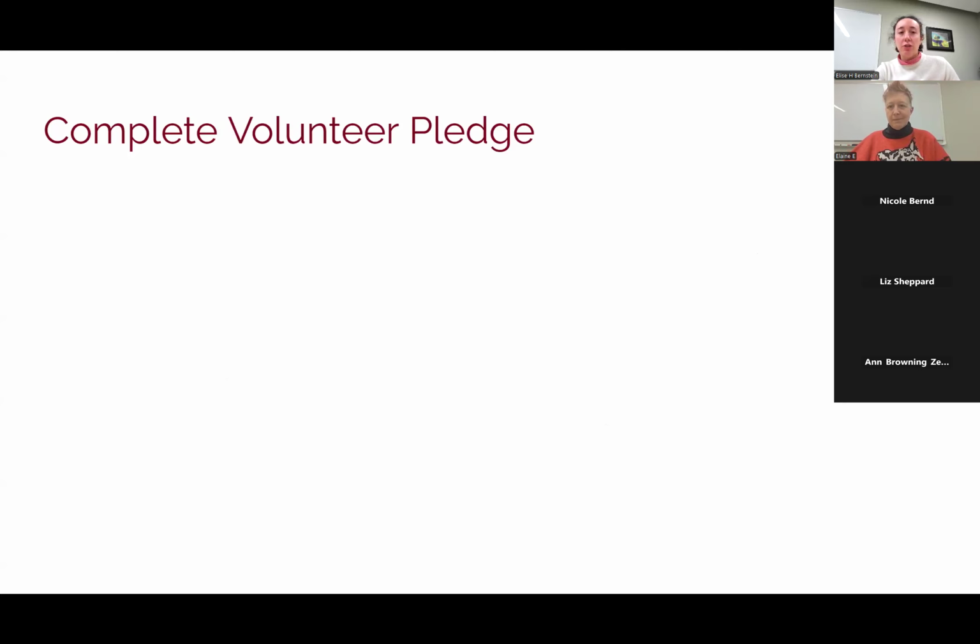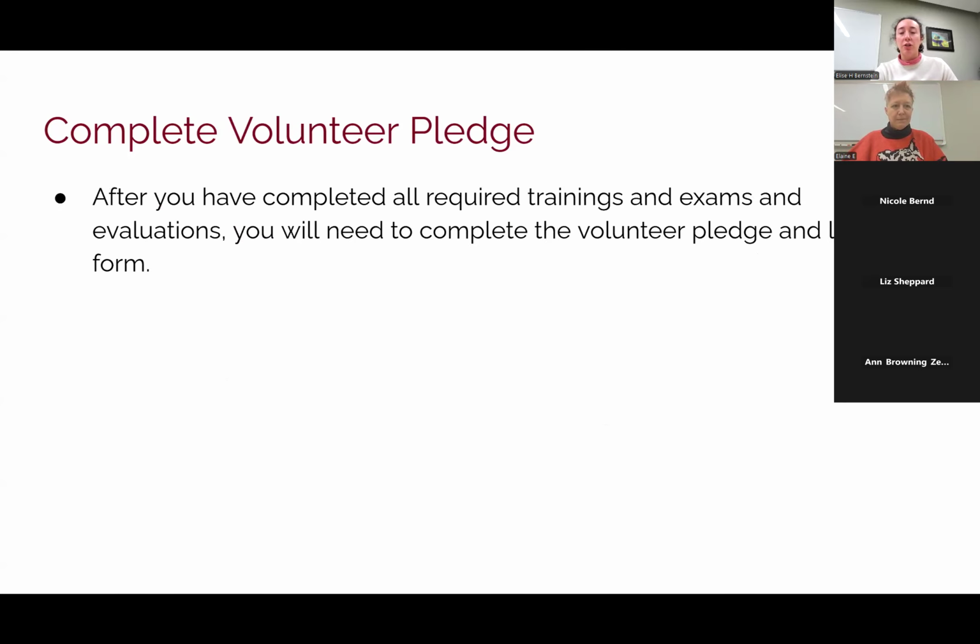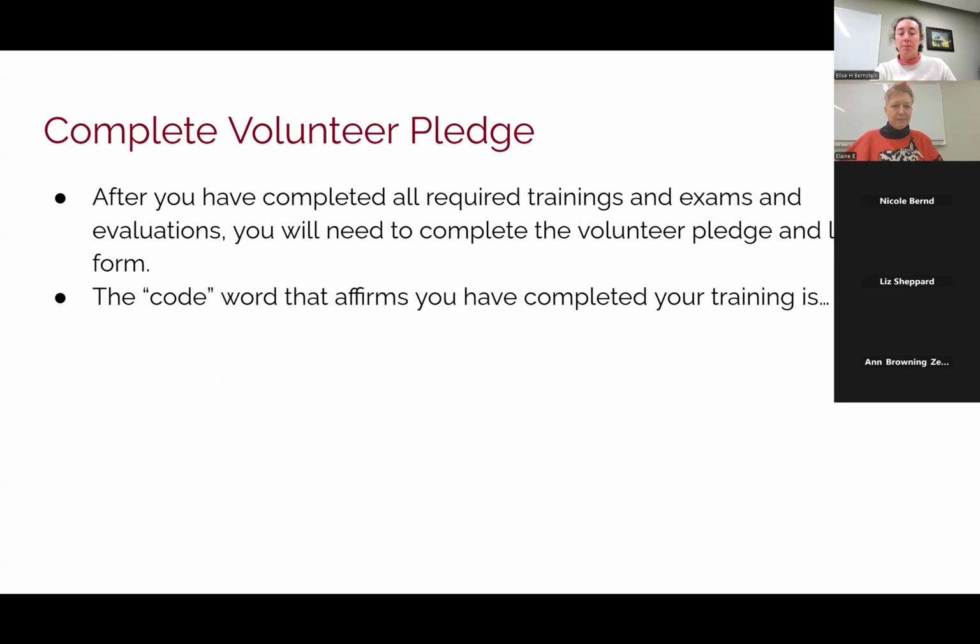For folks that complete all of the required portions of training, we have a short volunteer pledge that we share with you. Included in that pledge is our secret code word that affirms you've completed all of the training, and this code word is SCOPA. SCOPA is a technical term for the pollen collecting hairs that bees might have on their hind legs or under their abdomens. Keep that in mind while you're finishing the rest of your training.